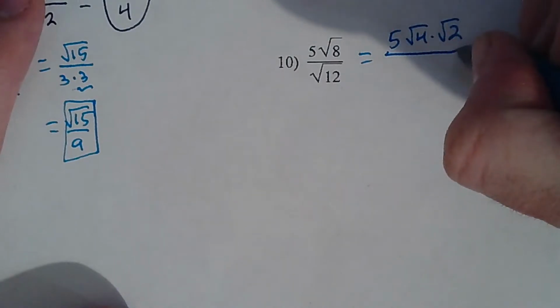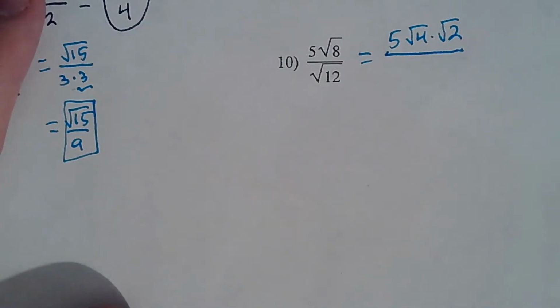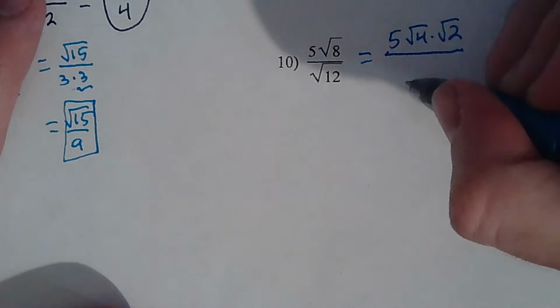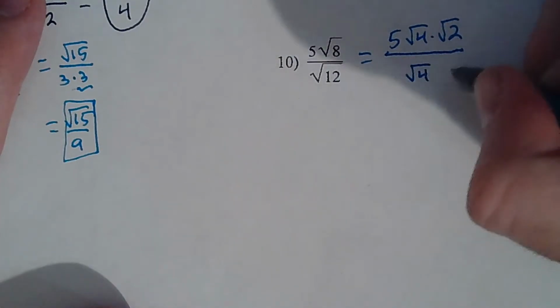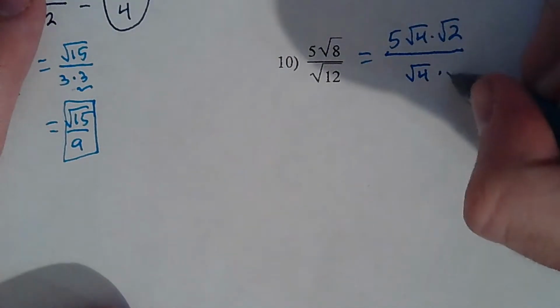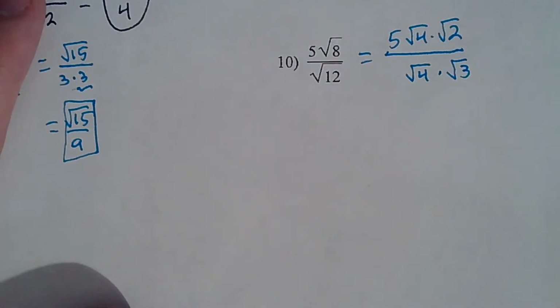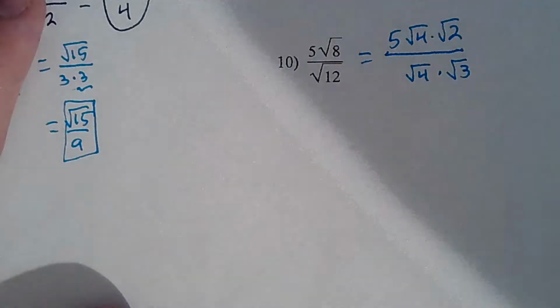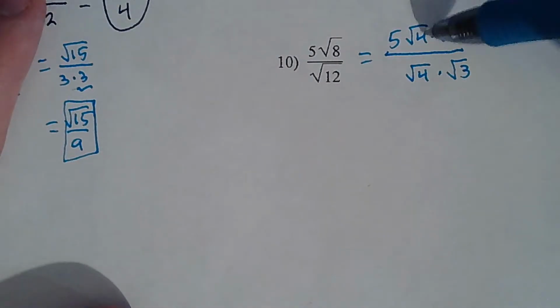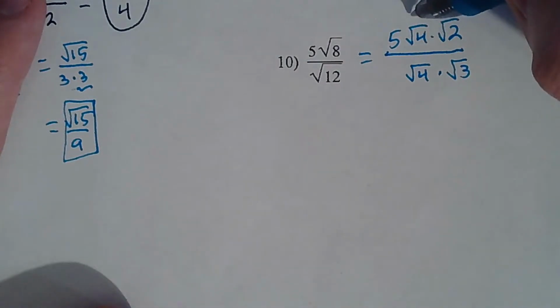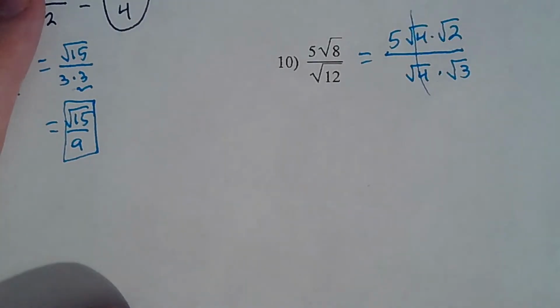In the denominator, we're going to go ahead and, again, rewrite it. We have a square root of 4 times square root of 3. And something cool in this question happens. Normally, you would just write a 2 there and a 2 there, but look at this, square root of 4 over square root of 4. That's just going to, boom, cancel out.